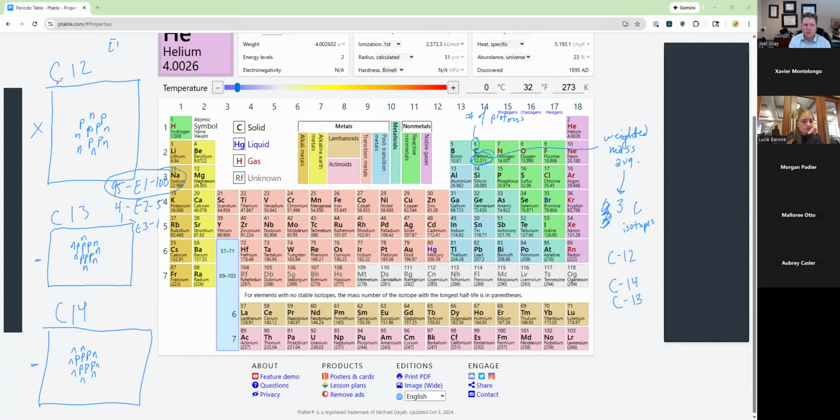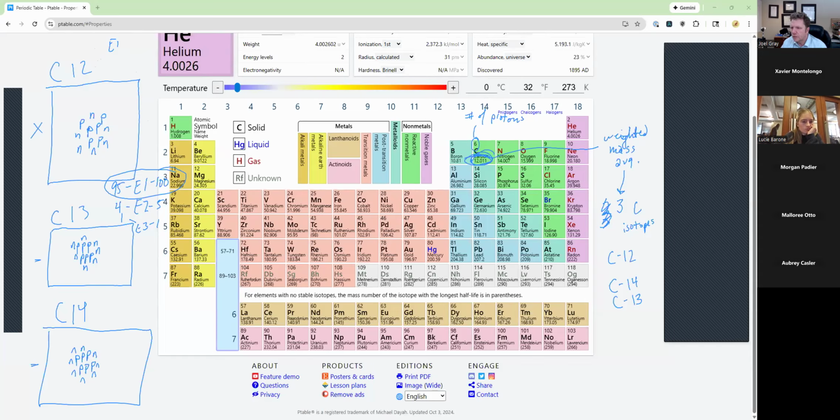So similarly, when we look at the isotopic mass, or sorry, the weighted average mass on the periodic table, we can say, okay, well, there's these different isotopes. What are we closest to? It's probably going to be closest to C12.